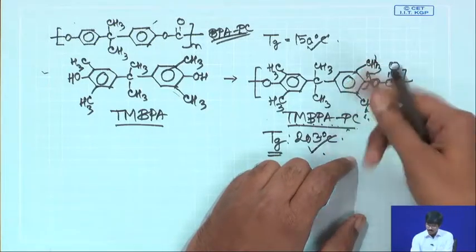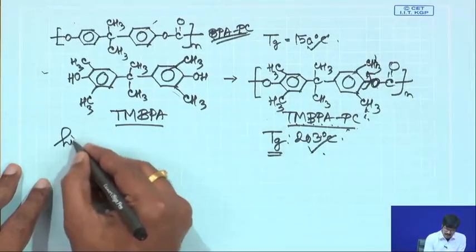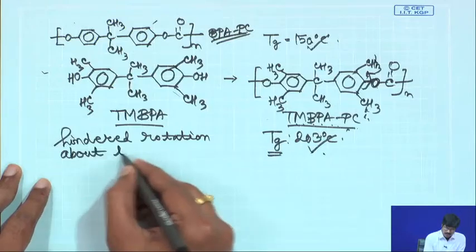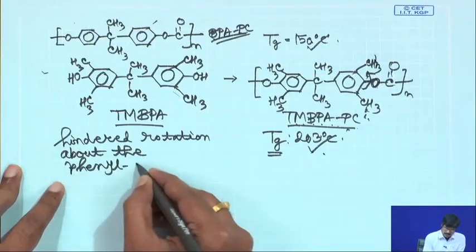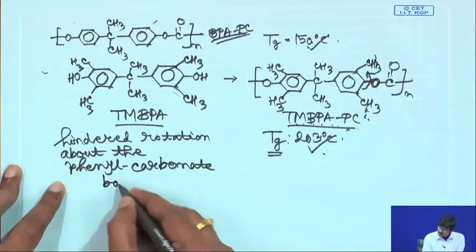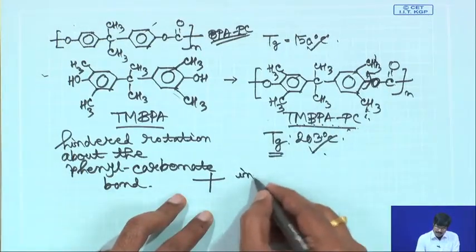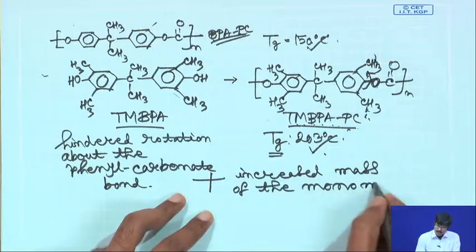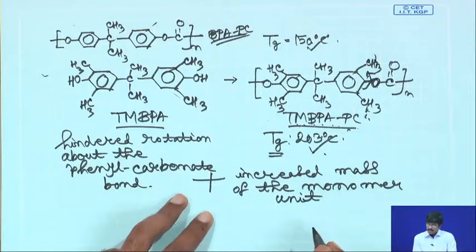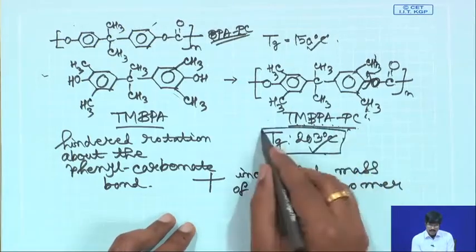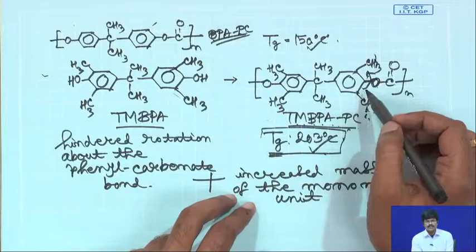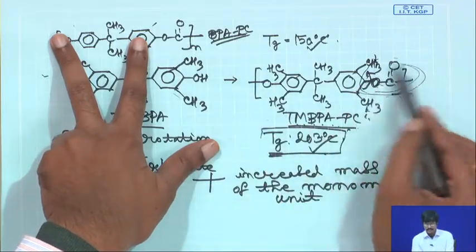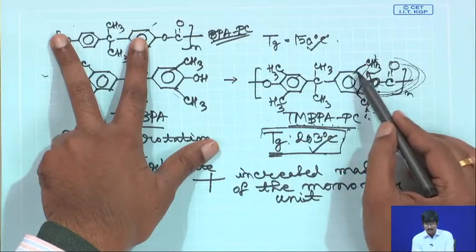So, you will basically have a hindered rotation about the phenyl carbonate bond, plus you will have an increased mass of the monomer unit. So, these two things will combine to ensure that your polymer will have higher Tg, and not only that, it will have a better hydrolytic stability if you compare with your bisphenol A, simply because you have actually decreased the accessibility of this ester to water further by adding these methyl groups.